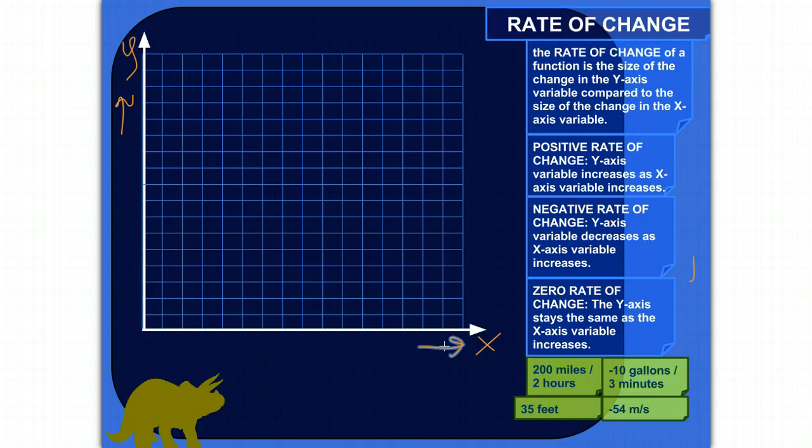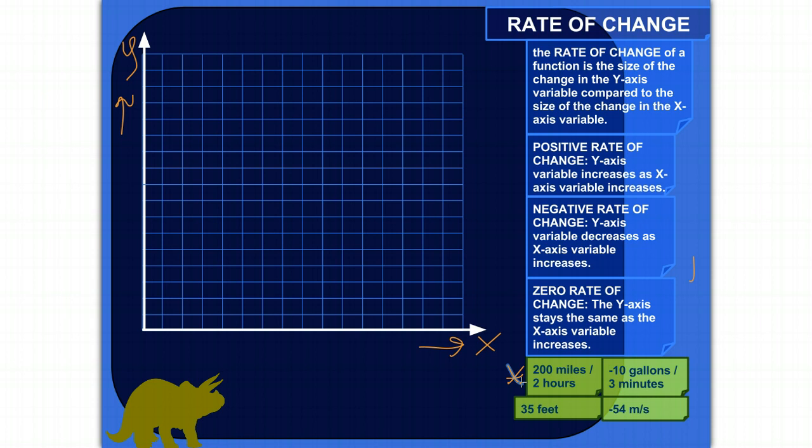You can have negative rates of change where y is decreasing as x increases. Or you can have zero rate of change where y just stays what it is, whatever x is doing. So I've got some examples, and I want to show you how to interpret them and then graph them so you can see what they look like visually.